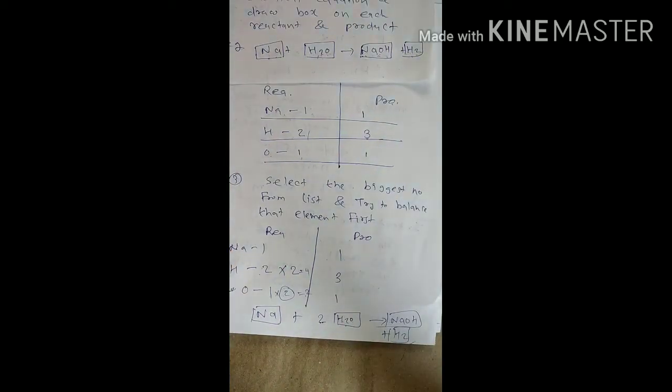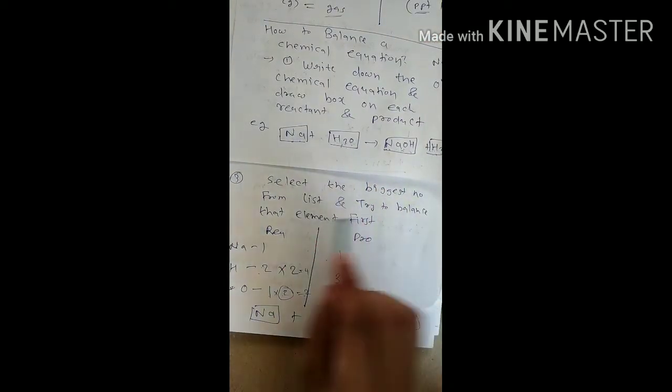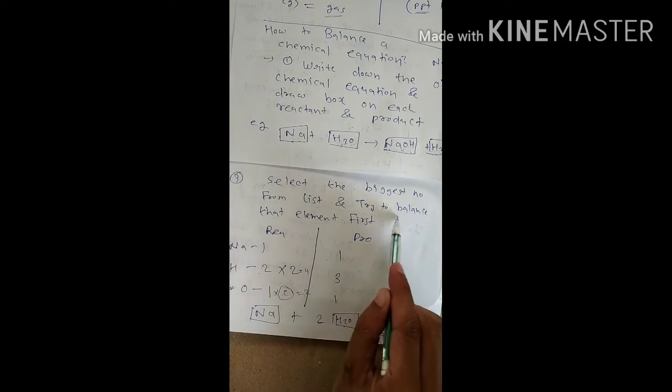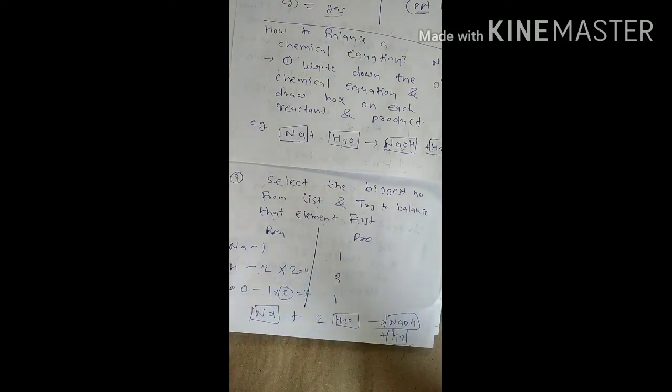Now the next step: select the biggest number from the list and try to balance that element first.